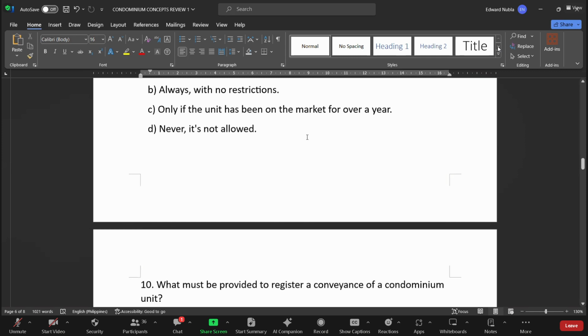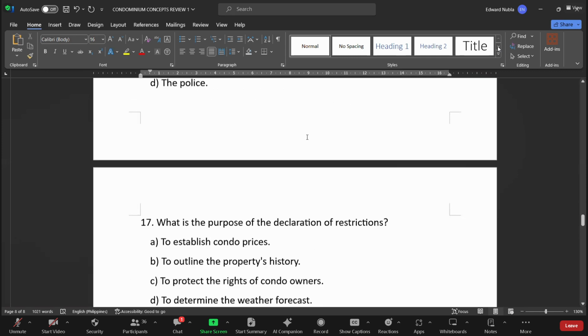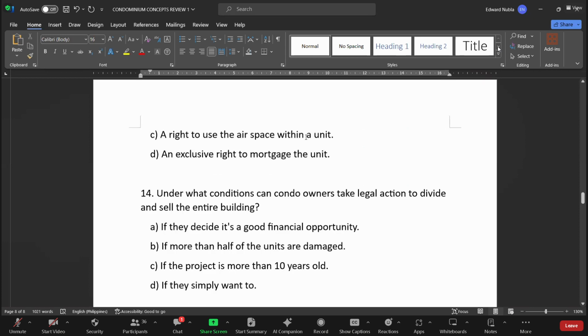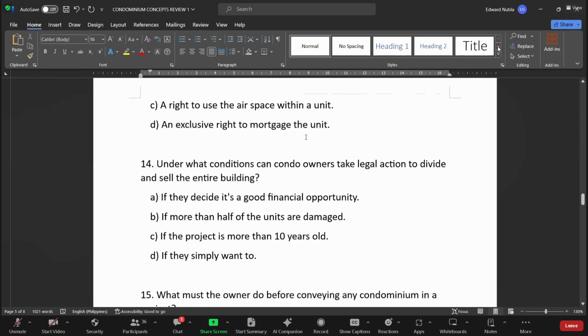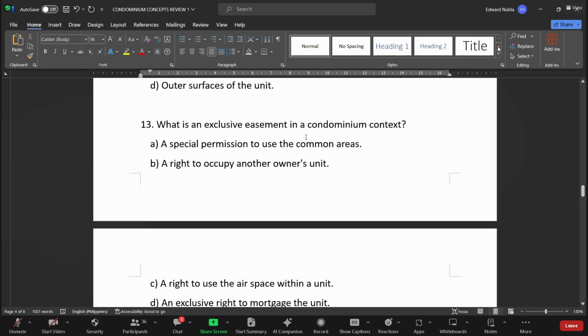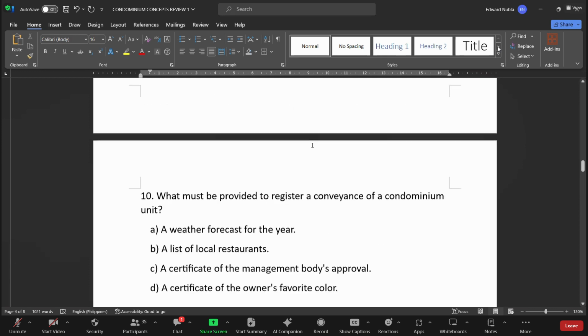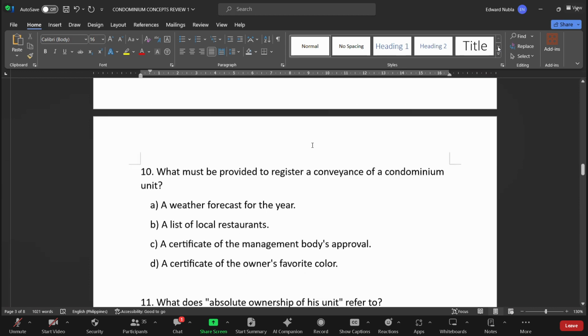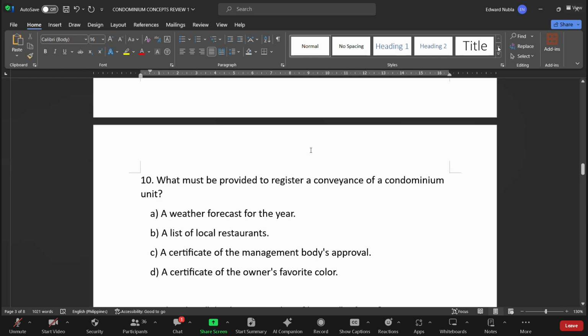Alright. Number 10, sir. What must be provided to register a conveyance of a condominium unit? Miss Rochelle. Letter C po. A certificate of the management body's approval. All right, correct. A certificate of the management body's approval.